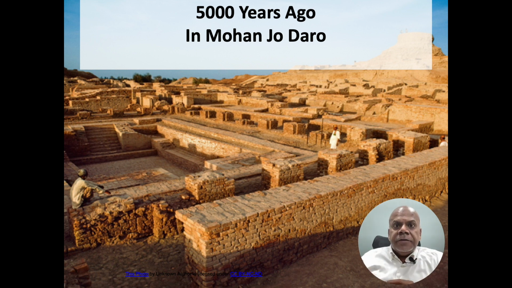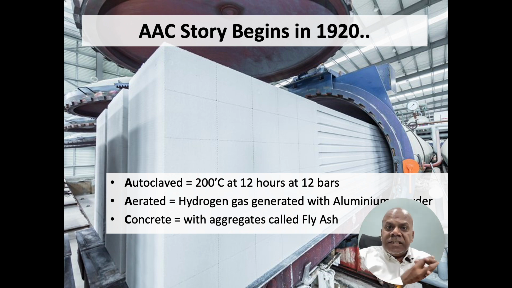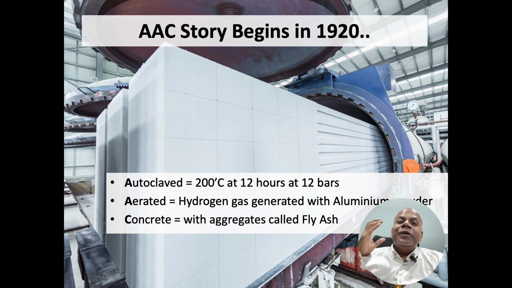But what was the alternative? The story of the alternative begins 100 years ago in Europe. It was the year 1920 when, after the First World War, there was destruction in Europe, and the scientists, the architects, the engineers were looking for a product which would stop the cold from coming inside. That was the requirement in Europe. In many countries like ours, India, our requirement is to stop the heat from coming inside. The purpose is the same: thermal insulation.